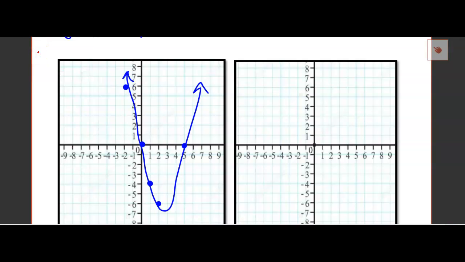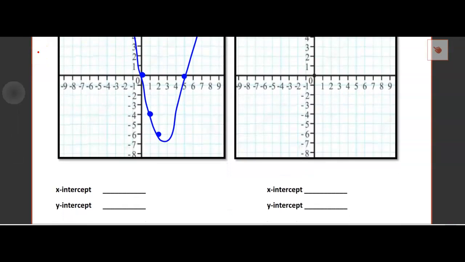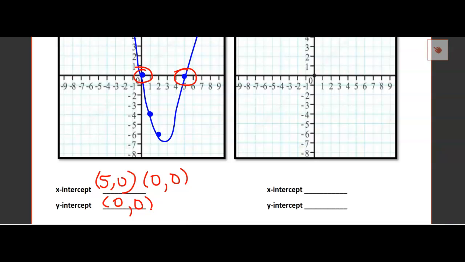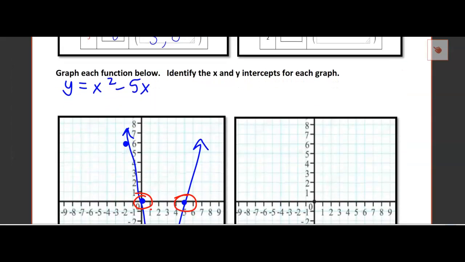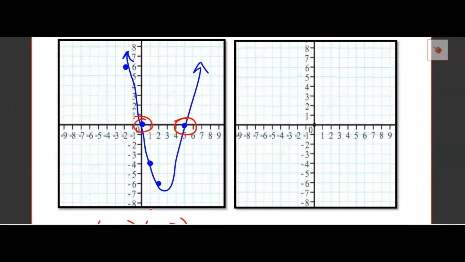What we want to get from this graph is both the x and the y-intercept. There is an x-intercept at 5, 0. There's another x-intercept at 0, 0. And that point 0, 0 is also considered a y-intercept because that's where the graph crosses both the x and the y-axis. Okay, so we found the ordered pairs, we plotted them, connected the dots, and we've got a parabola.